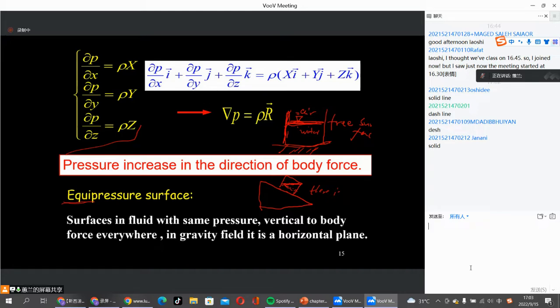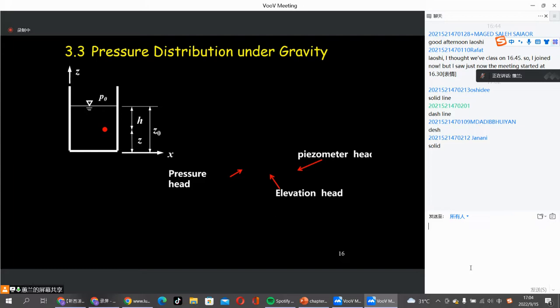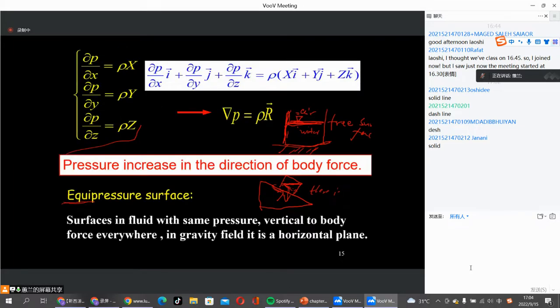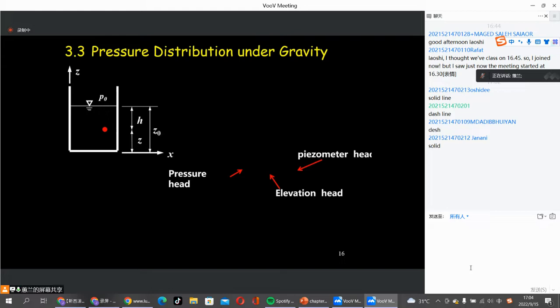You can draw an FBD because it's fluid at rest. It's static. Later on we will do more, but you can easily verify this.